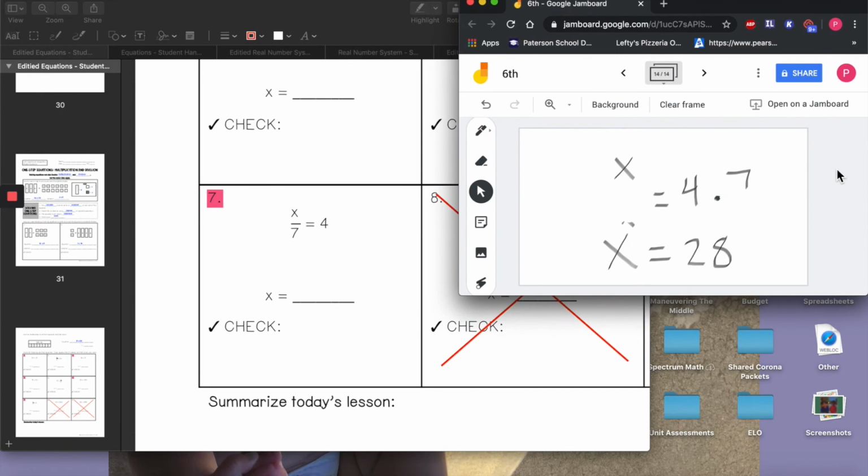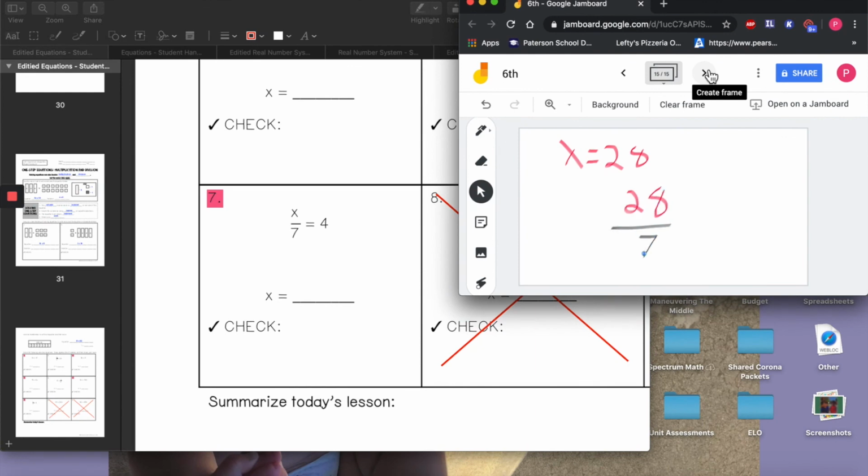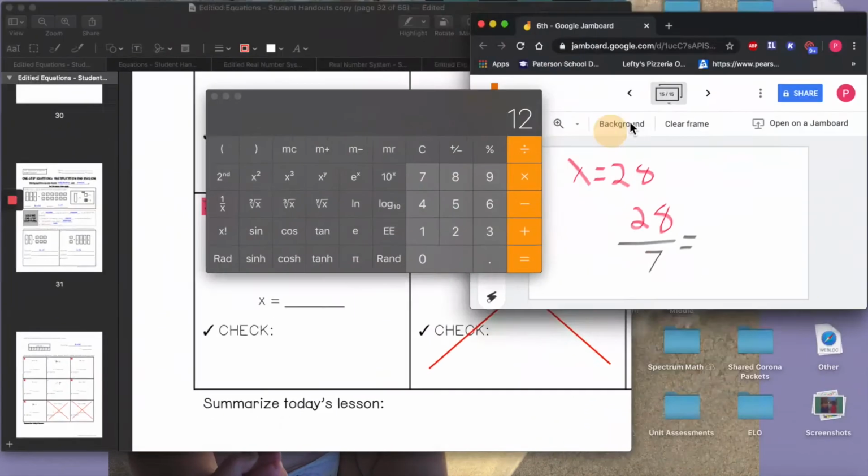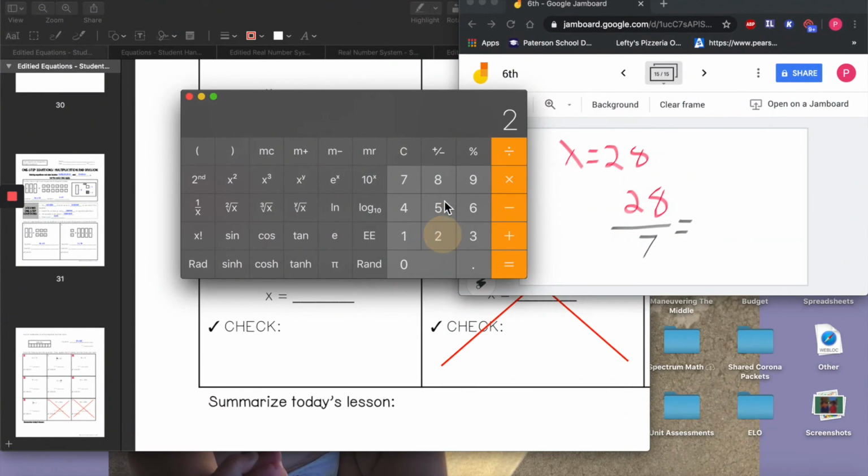which is 28. Now again, if I wanted to check my work, I knew that x was equal to 28. So, since x was equal to 28, I can plug 28 in to my original equation. So I had 28 divided by 7. Now if that's equal to 4, I'm good. There you go.